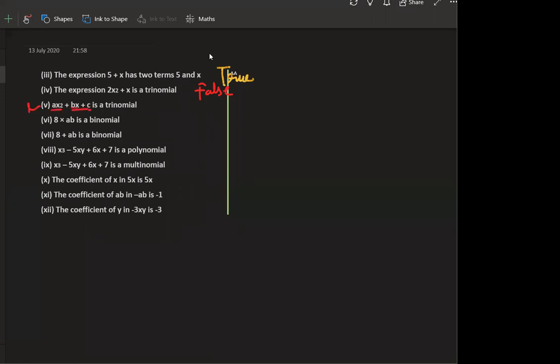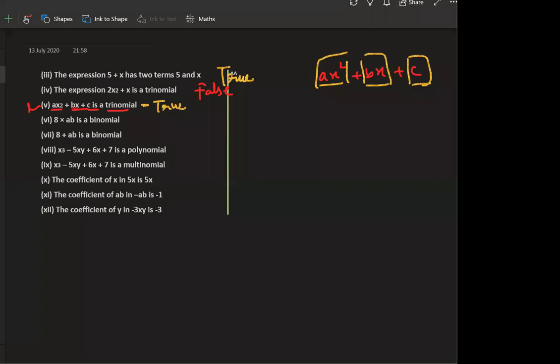Ax square plus bx plus c is a trinomial. Is it true or false? Now it has how many terms? 3 terms. 1, 2, 3. It has 3 terms. So is it a trinomial? Yes. So this is a trinomial. This is true.